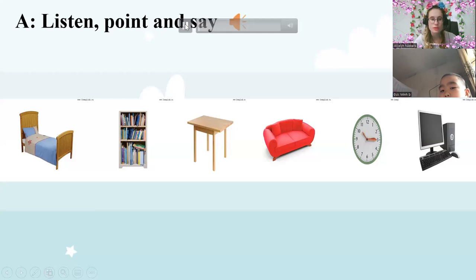Right, let's have a look. Unit 6, Home. Lesson 1, Things at Home. Listen, point and say. 1. Bed. Bed. 2. Page 52. A. Listen, point, and say. Okay, let's read first. Let's go.